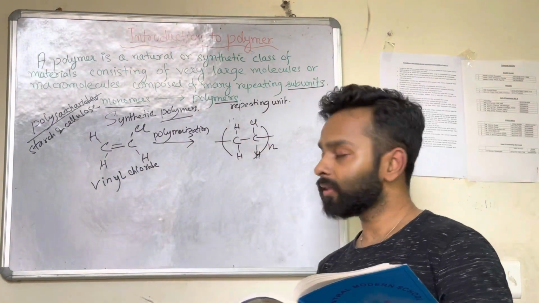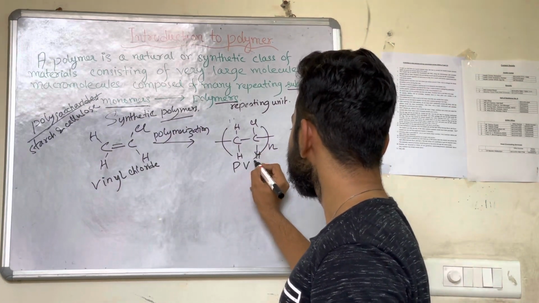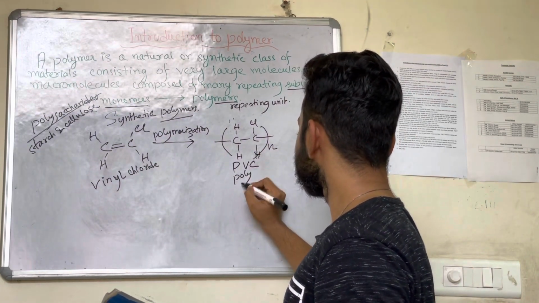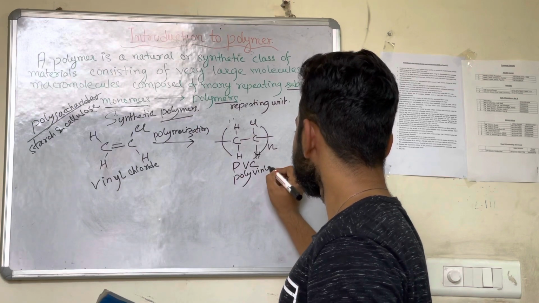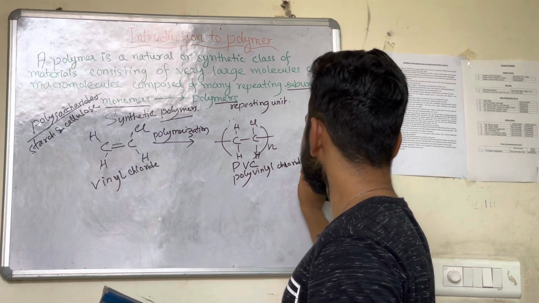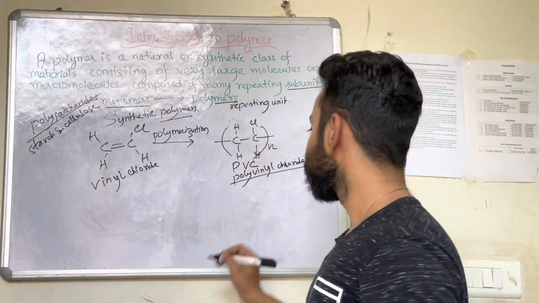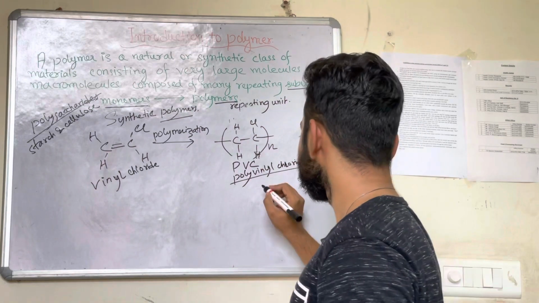So this polyvinyl chloride, or PVC, is a white brittle solid. It's a plastic material.